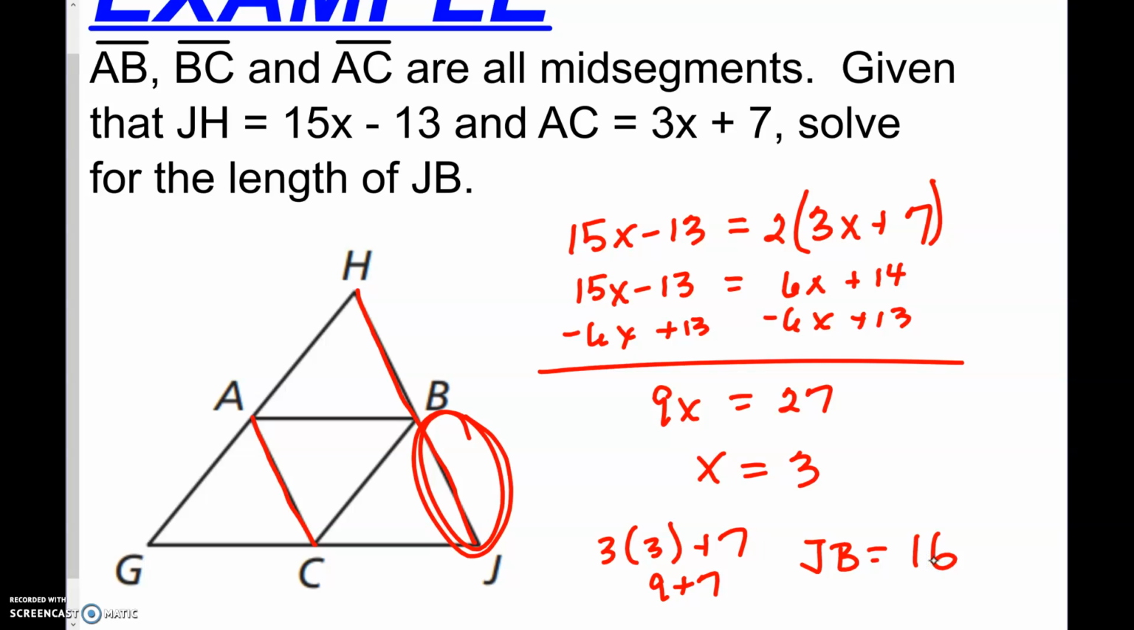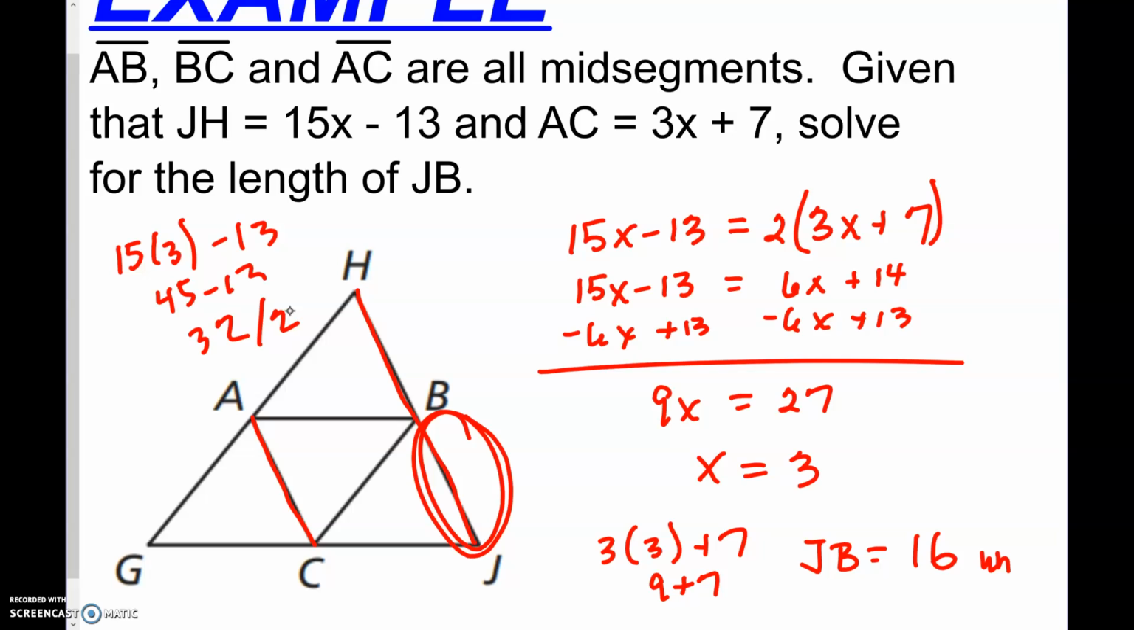And I don't think they give us any kind of measurement, so we're just going to say 16 units. Now, we certainly could have plugged it in here and done 15 times 3 minus 13. 15 times 3 is 45, minus 13 gives us 32. And now we'd have to divide that by 2 because we get the whole thing, and we get our 16. So you can do it either way.